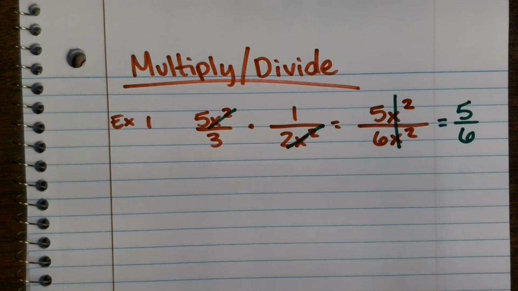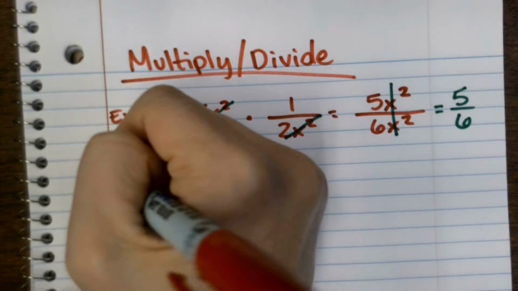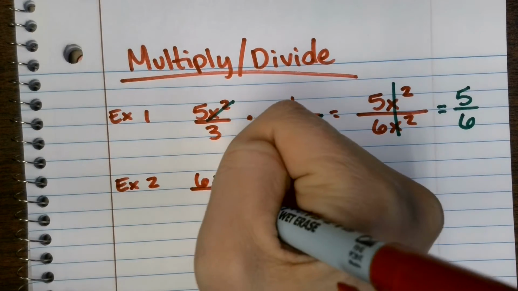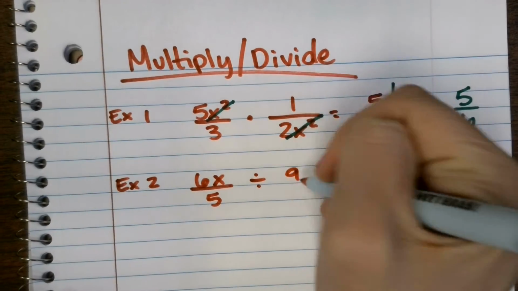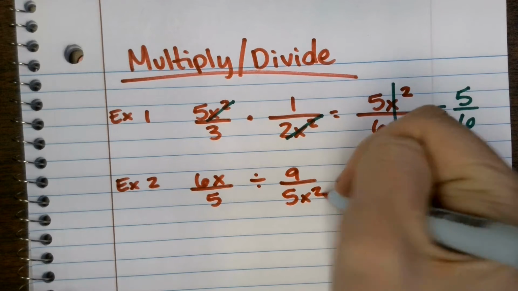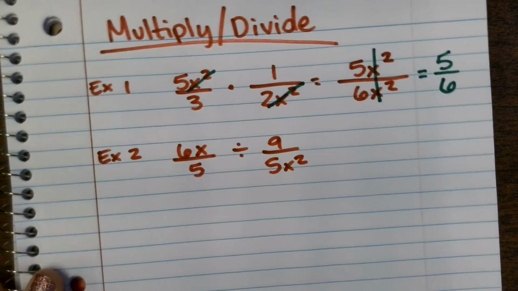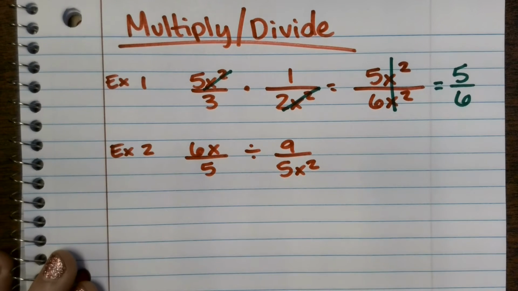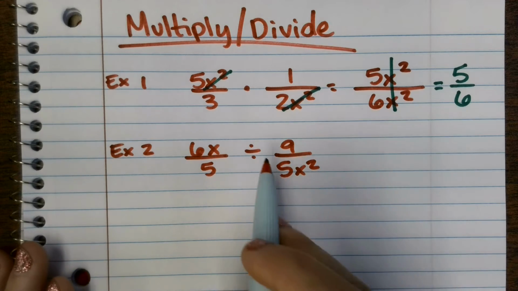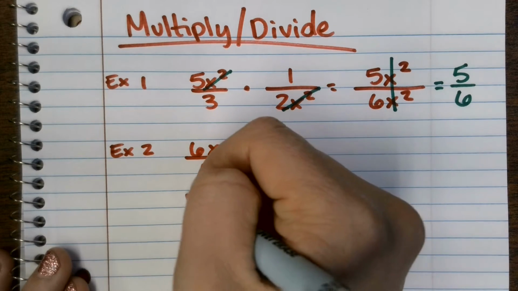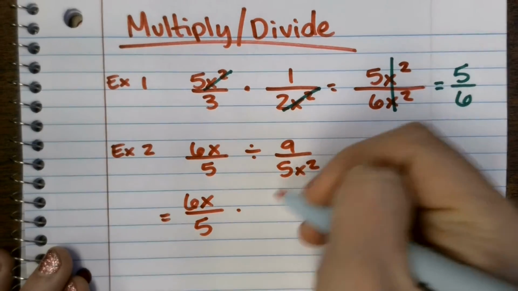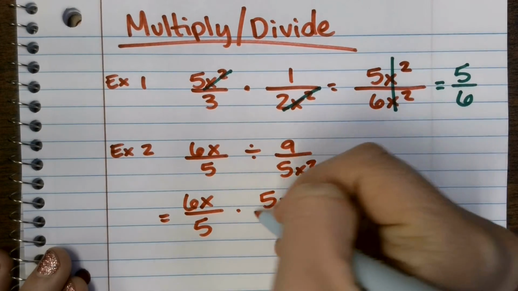If we are dividing, it's just slightly different. So the next example they gave me is 6x over 5 divided by 9 over 5x squared. I feel like the numbers are really similar. We got a 9 now, but anywho. The only difference with division, we know this from dividing just regular old fractions without x's in them, is that whenever I'm dividing fractions, I am multiplying by the reciprocal. So this is going to be equal to multiplying by 5x squared over 9.